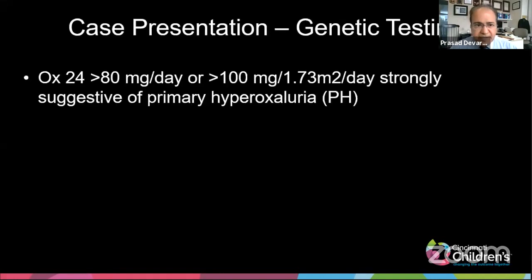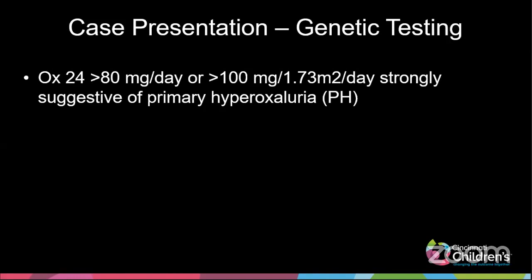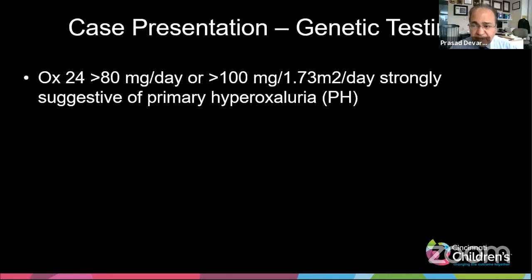We then did the genetic testing. The trigger for genetic testing is any oxalate in the 24-hour urine that is greater than 80 milligrams per day or greater than 100 milligrams per 1.73 meters squared per day. Typically, oxalate in the urine should be less than 40 milligrams a day. Patients with enteric hyperoxaluria can have in the range of 40 to 60. But above 60, I start worrying about primary hyperoxaluria, and certainly above 80, I would definitely proceed with a genetic test to rule out primary hyperoxalurias.